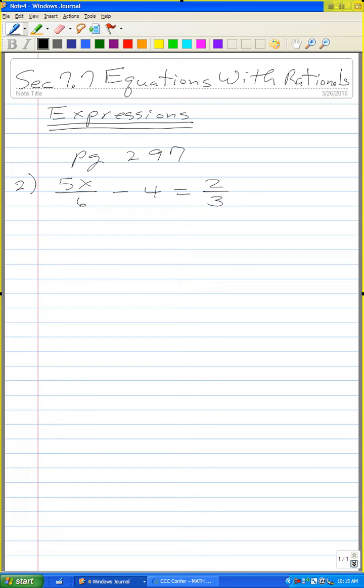So we've actually done these back in chapter 2. In chapter 2, what we did is we just multiplied both sides of our equation by the least common denominator, which in this case is 6. And so let's do that. 6 divided by 6 is 1, times 5x is 5x. Negative 4 times 6 is negative 24. 6 divided by 3 is 2, times 2 is 4. And so now we no longer have any fractions, and so we can solve it.